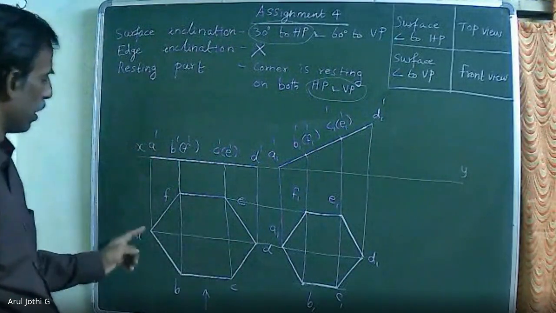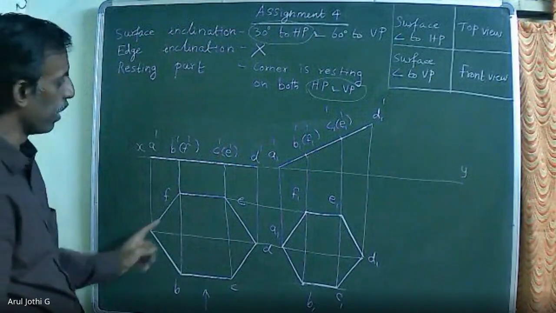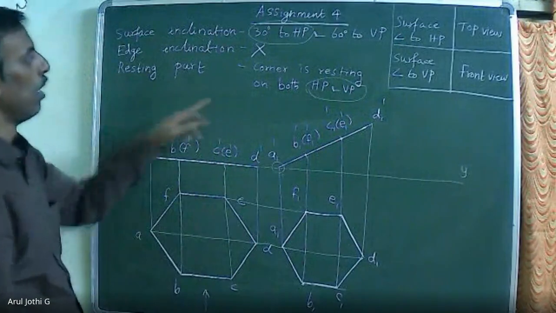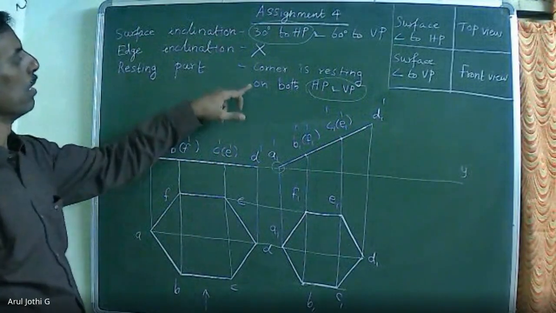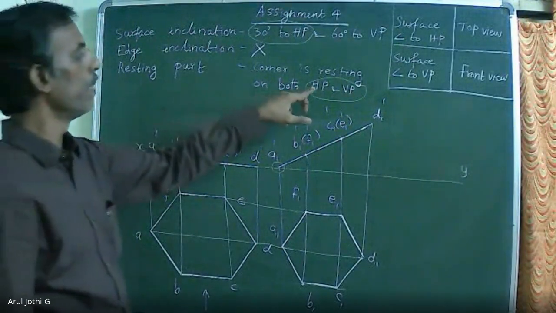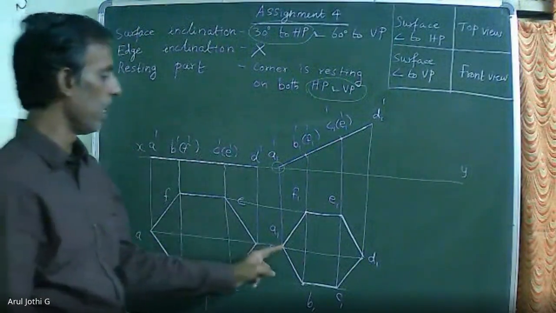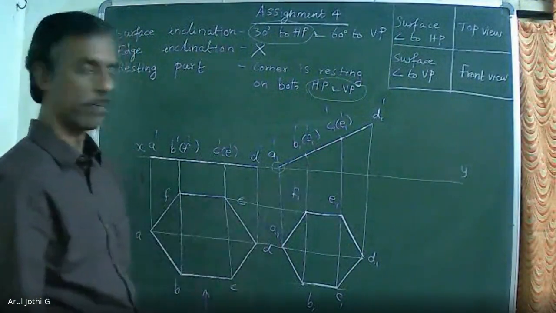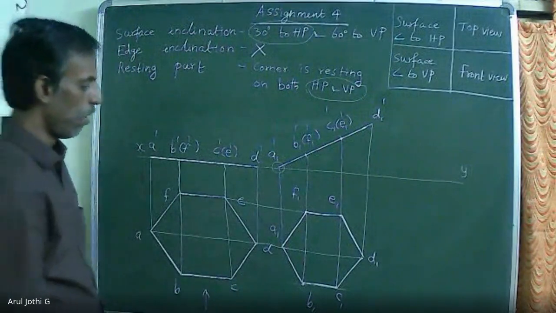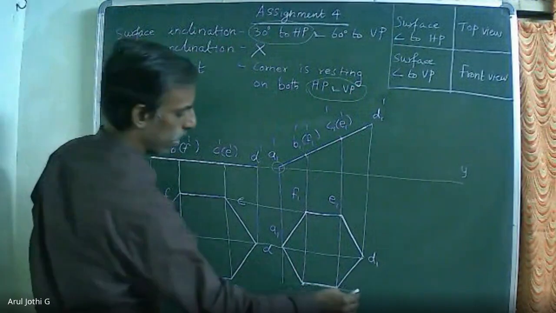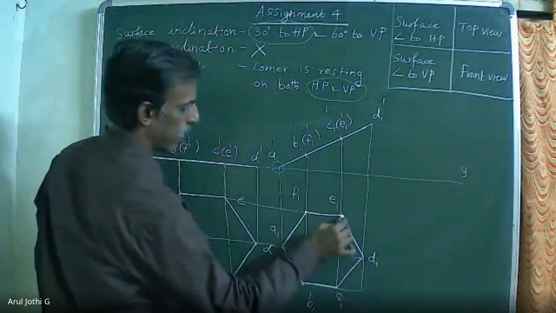Now the corner A I am keeping here, the same corner point A lies on HP. Now as per the given condition, the corner is resting on both HP and VP. Now how to make this resting corner A lie on VP? Now enclose the top view inside the rectangle.